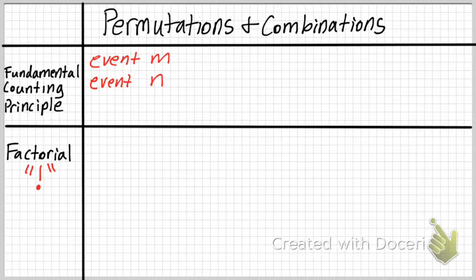And the fundamental counting principle says that if I want to know the total number of different ways that these two events could occur together, then I'm going to have to multiply them together. So if event M, say, has 6 outcomes and event N had 3 outcomes, then the different ways that these events could occur together are 6 times 3, or M times N.